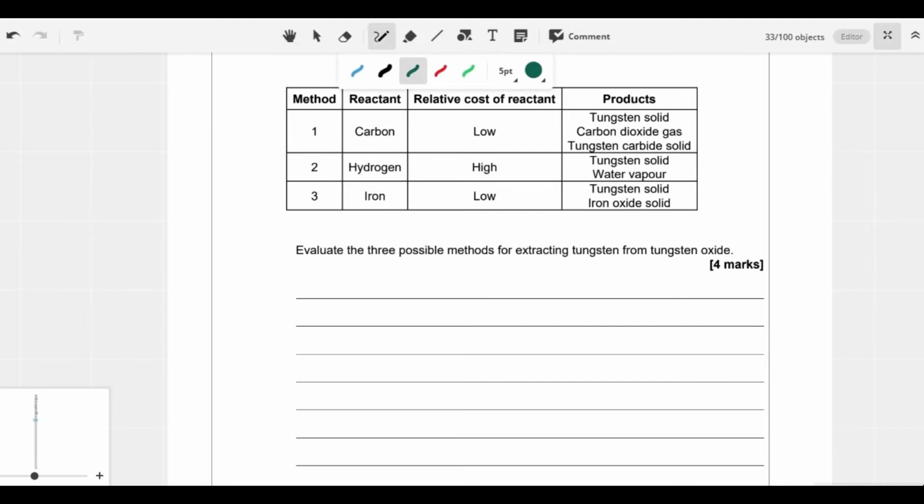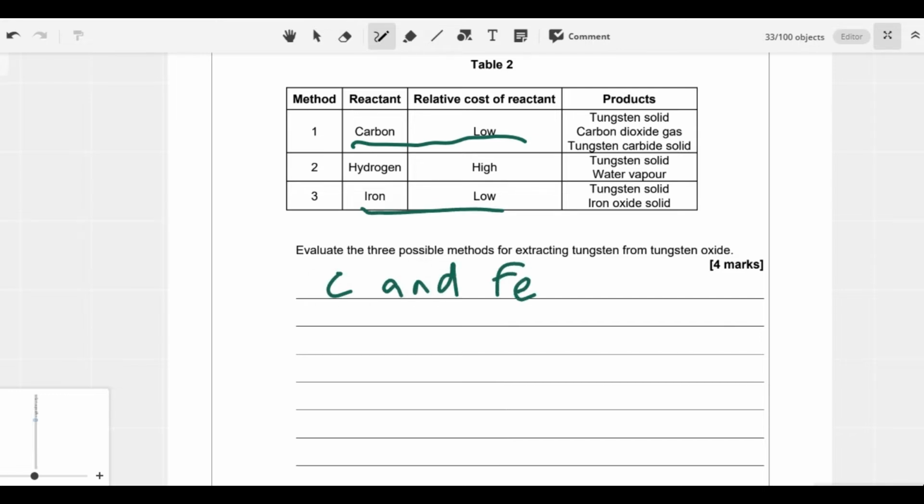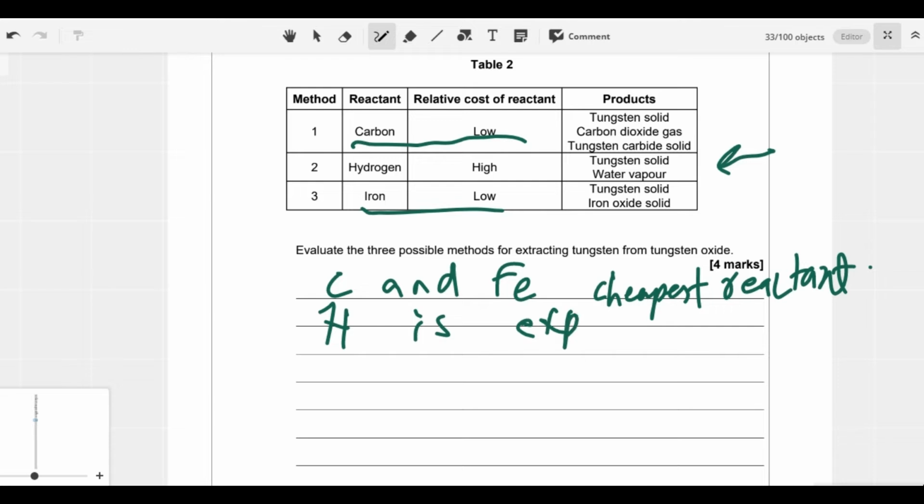So you can see here, first the carbon, the relative cost of the reactant is low, and iron is also low, so it means carbon and iron are the cheapest reactants. And the second one, hydrogen, is an expensive reactant.